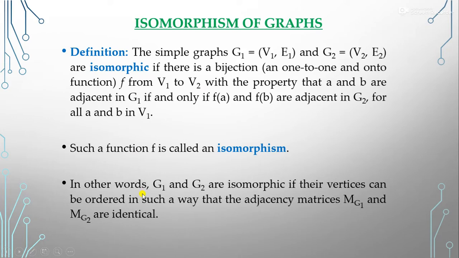In other words, we can say that G1 and G2 are isomorphic if their vertices can be ordered in such a way that the adjacency matrices MG1 and MG2 are identical. And what are the adjacency matrices? Actually, we studied further about these adjacency matrices.